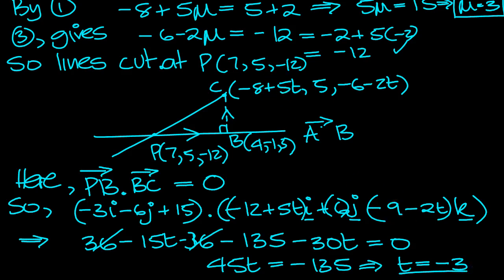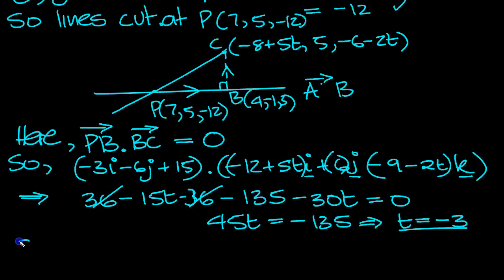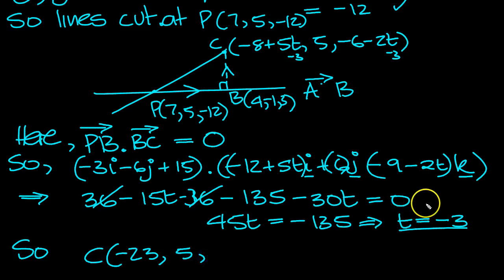So we can read off the coordinates of C now. C has coordinates minus 8 plus 5t. T is minus 3, so put it in here and here. Minus 15, minus 8 is minus 23. The second component is 5. And the t value minus 3 in here: 6 take 6 is 0. So there are the coordinates of the point C.